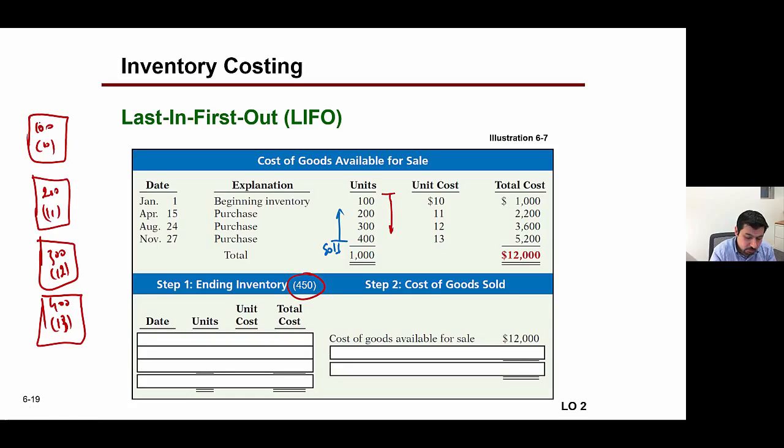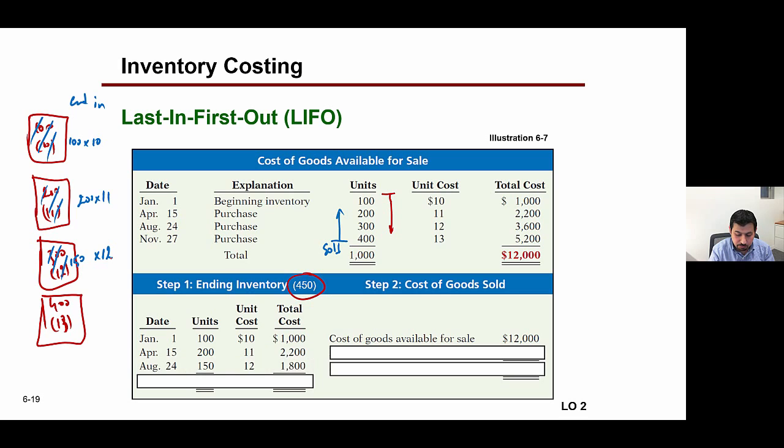So we start with 100 times 10. So this is the ending inventory. And then we have 200 times 11. We still need 150. So from this one we take 150. It would be 150 multiplied by 12. And that would be the ending inventory. The value of our ending inventory is 5,000 under LIFO.